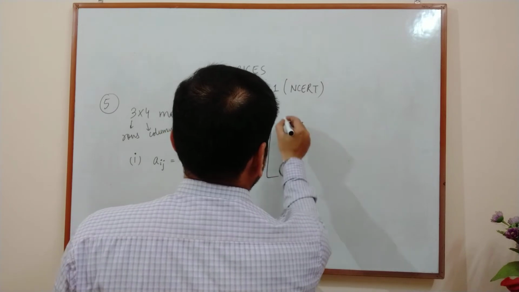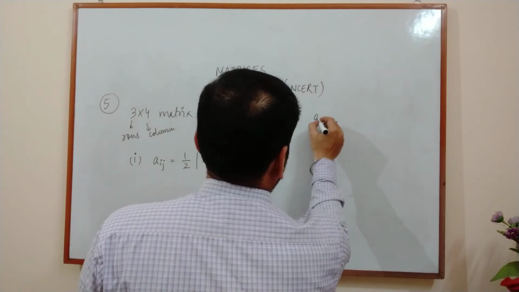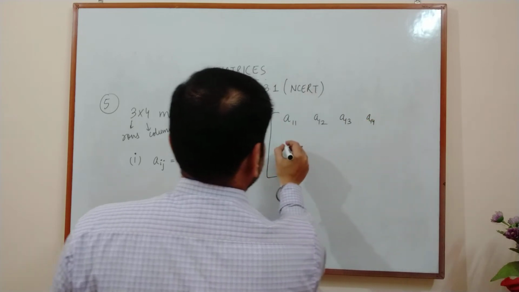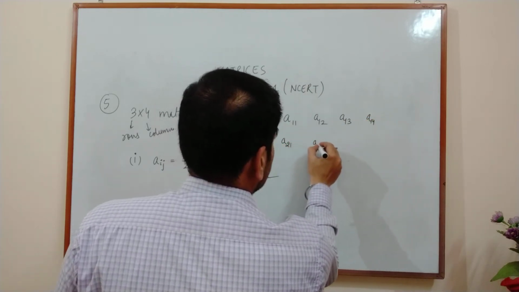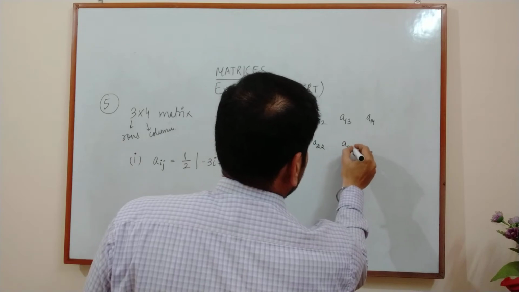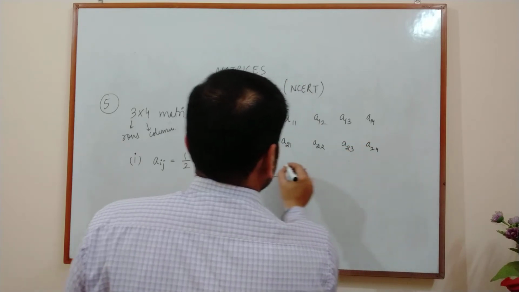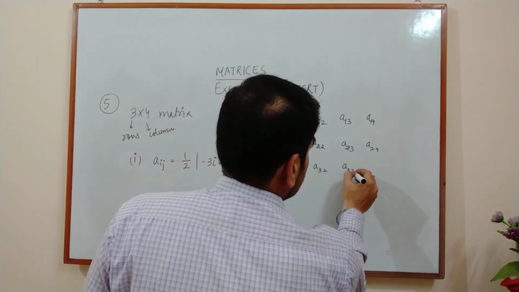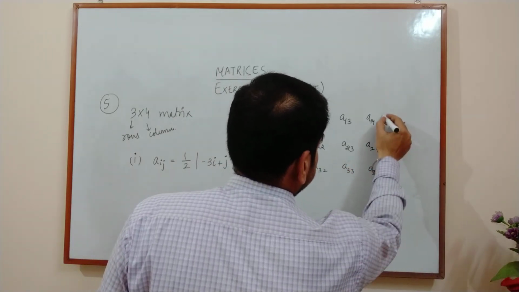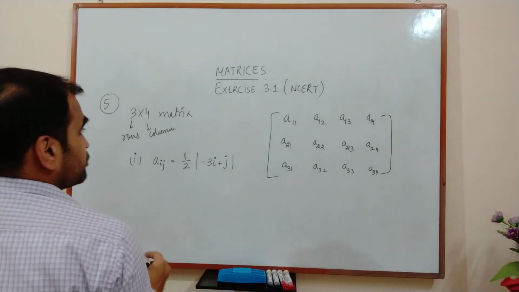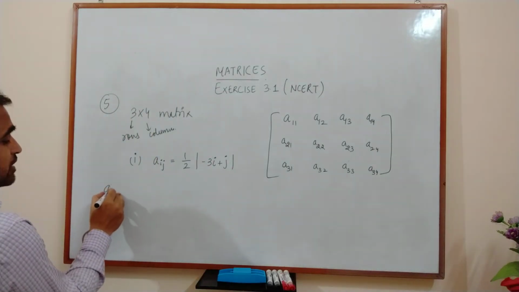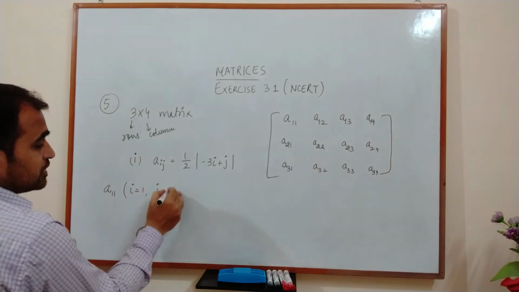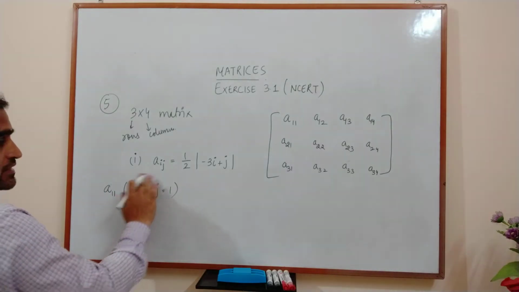So the elements will be like a11, a12, a13, then a14. The second row is a21, a22, a23, and then a24. Then we have a31, a32, a33, and a34. So here if you want to compute the first element, let it be a11. For a11 you can say i equals 1 and j equals 1.